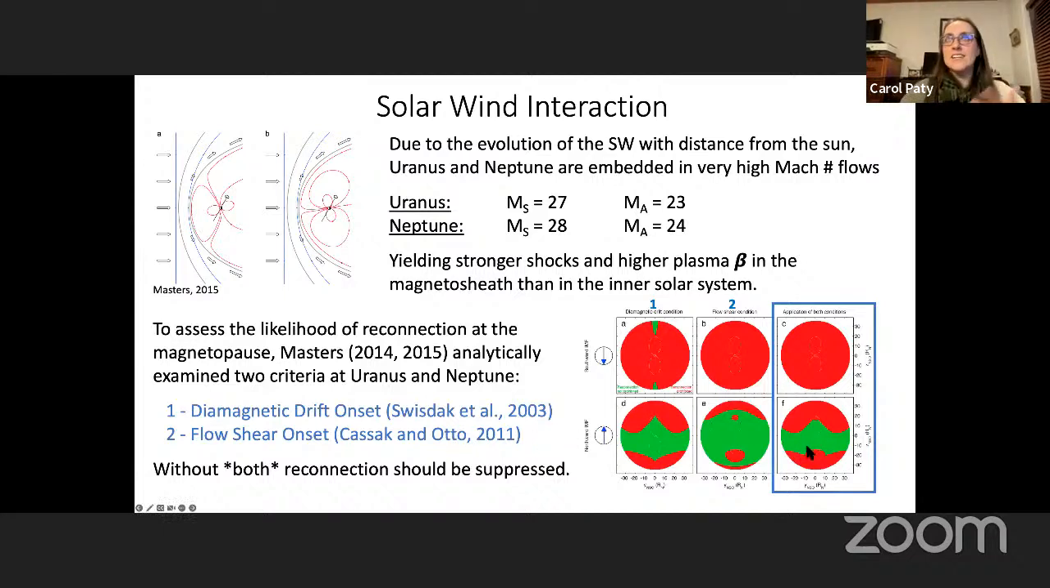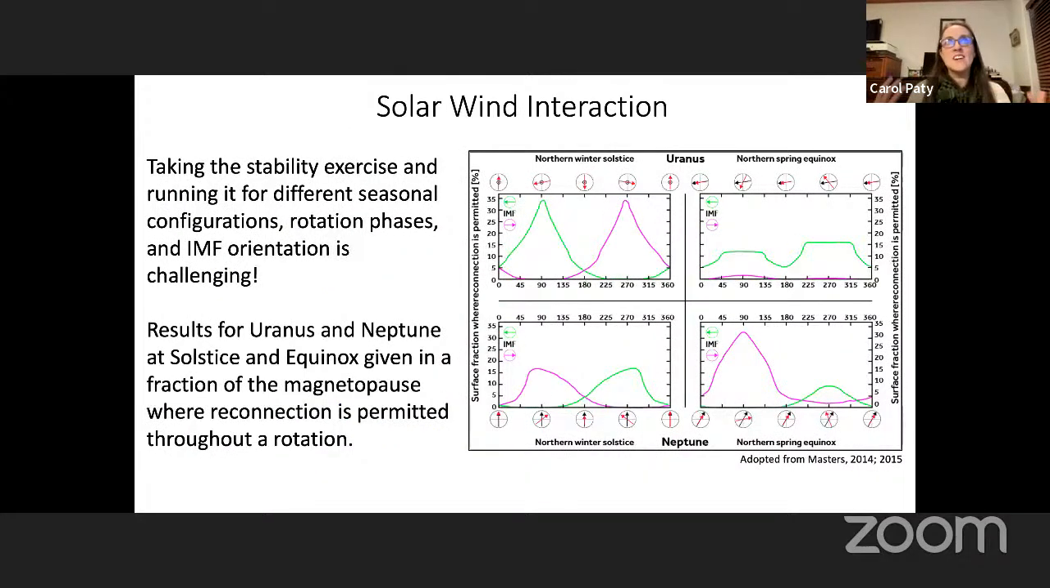And so you can get reconnection at Neptune under certain geometries and at certain times. And if you look at the percent of the time that you can get reconnection to occur across the boundary, it really depends on season, and it really depends on the phase of rotation. So it's not really predictable. It turns out it's very complicated, and we don't know the answer. And we want to go and figure out if we can answer that question, not just for Uranus and Neptune, but for planetary interactions in general with their stellar winds and how energy is critically transported across that protective boundary, that magnetopause shield in a magnetosphere.